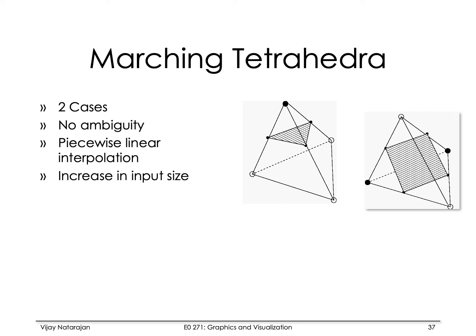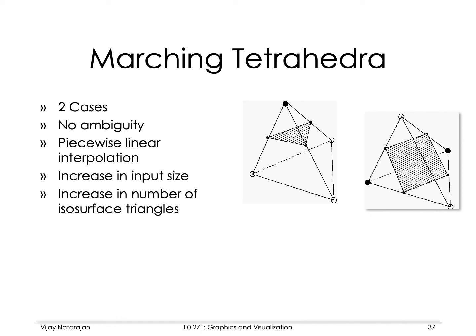Since the domain is now decomposed into tetrahedra, the number of cells in the domain would naturally be more than the number of grid cells. So this leads to an increase in the input size and hence an increase in the number of isosurface triangles.